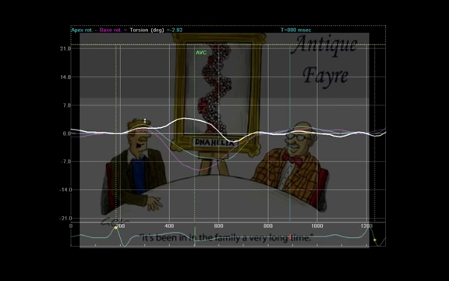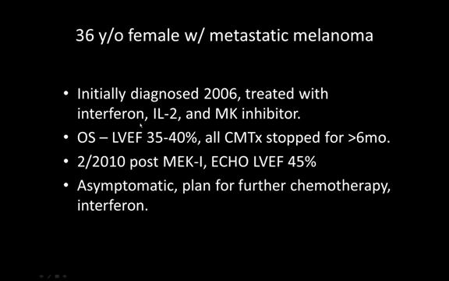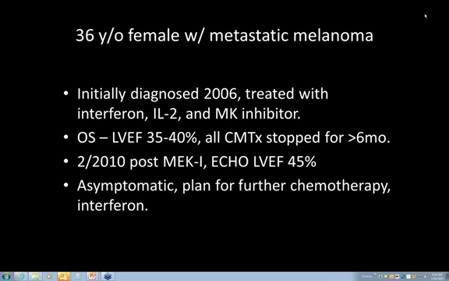So case-wise, I'm going to show you things that I alluded to in the meeting we had here in November, in how I'm using strain on a more day-to-day basis.